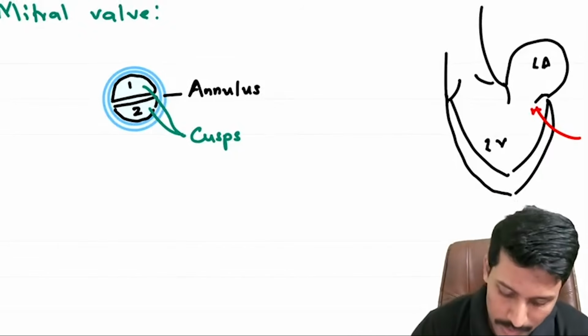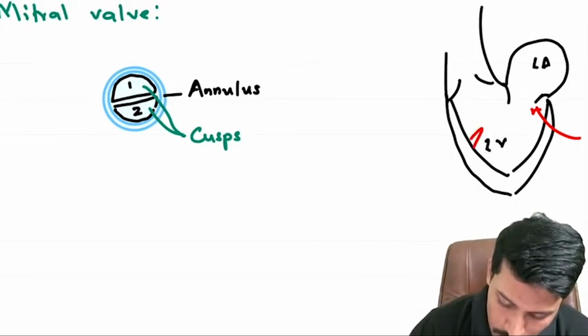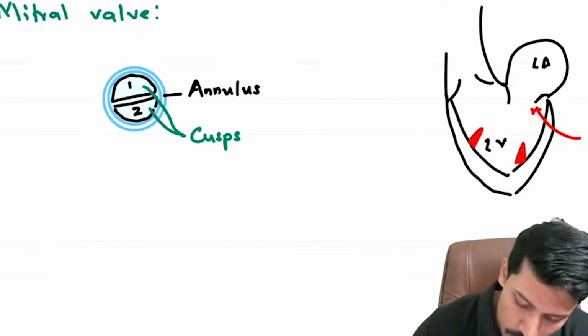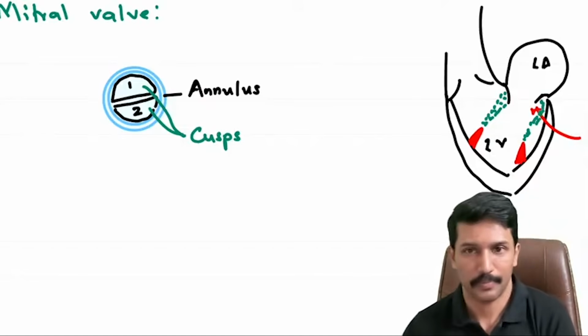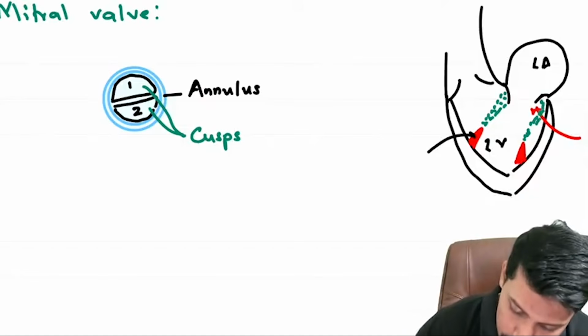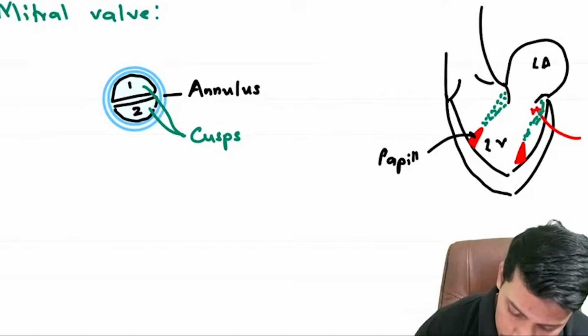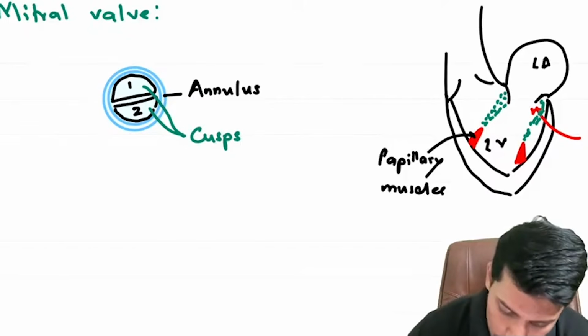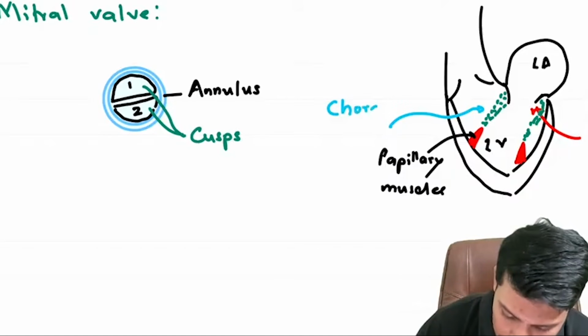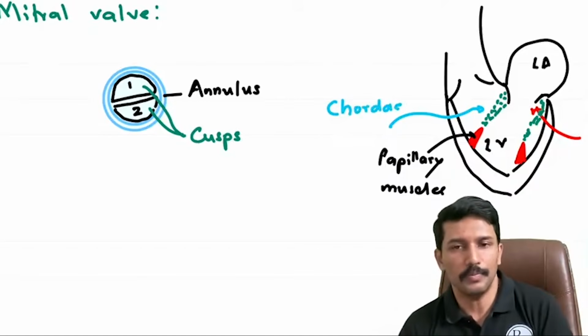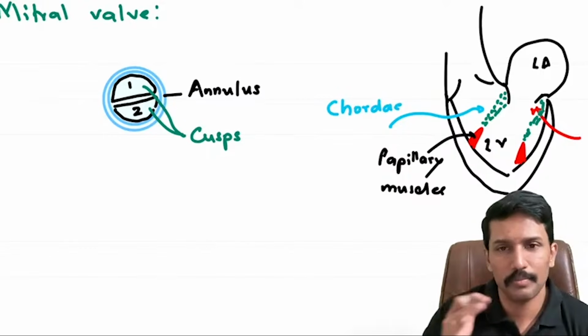But then the mitral valve has an additional structure. What is that? The mitral valve has papillary muscles and chordae tendineae. Our aortic valve does not have them. But the mitral valve has papillary muscles and chordae tendineae. So these structures, we will call them papillary muscles. And these tendinous structures, we will call them chordae tendineae, or in simple words, chordae. Aortic valve did not have it, but mitral has it.